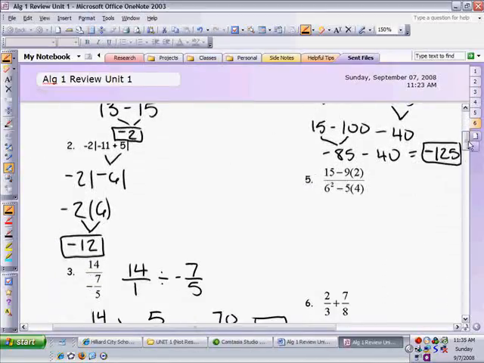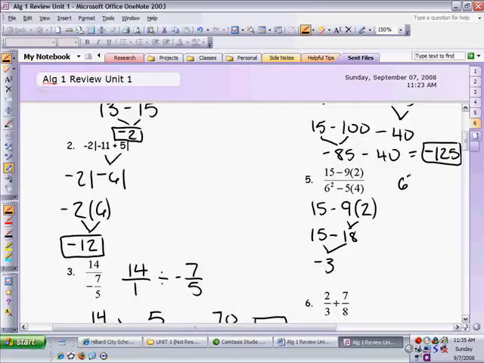Next one up, number 5. This one is a fractions problem with the order of operations. In fractions, we treat the top and the bottom like they're in parentheses, so we must take care of the top and the bottom first before we can take care of the big fraction bar in the middle. So, looking at the top portion here, 15 minus 9 times 2. Order of operations says we must take care of 9 times 2 first, which is 18. Then from there we have 15 minus 18, and that will give us negative 3.